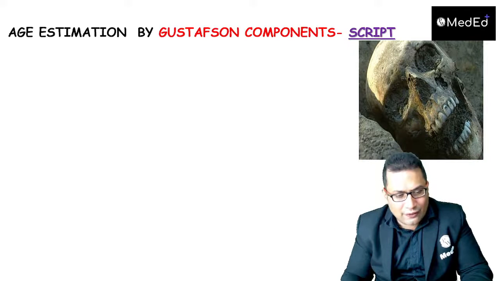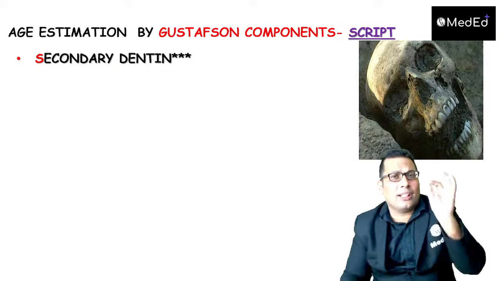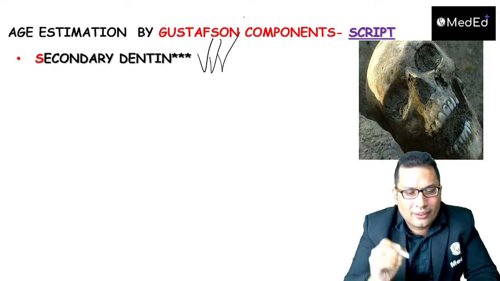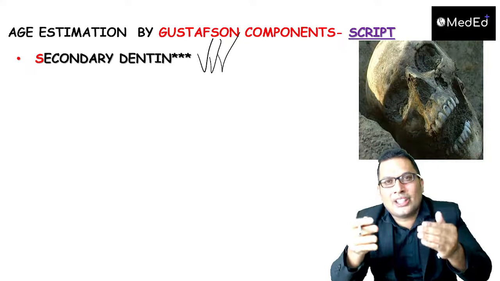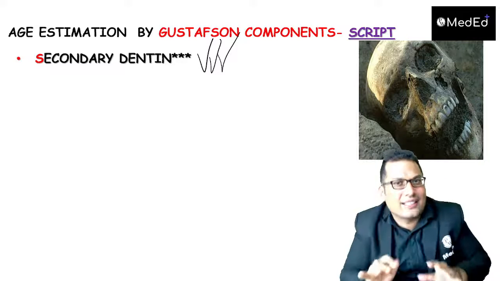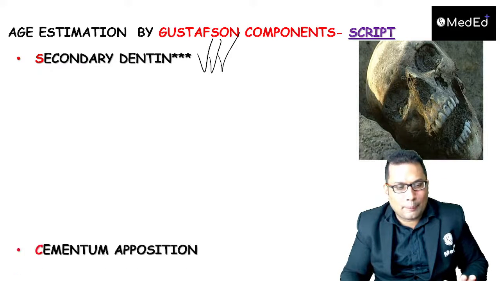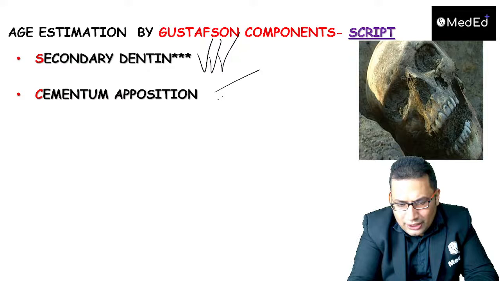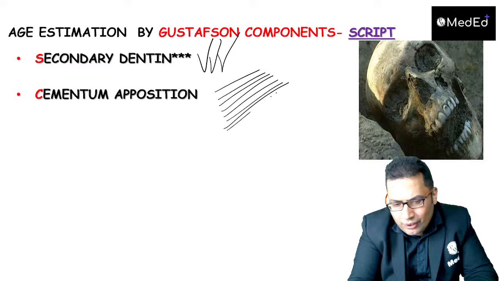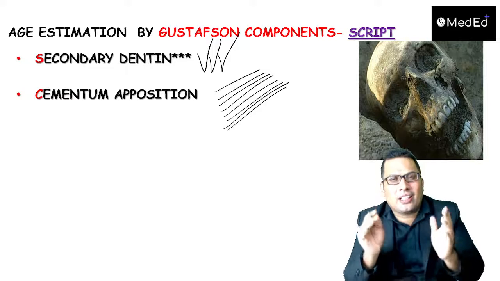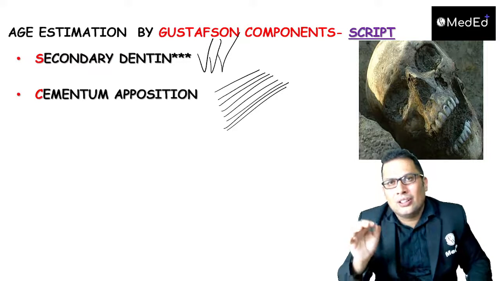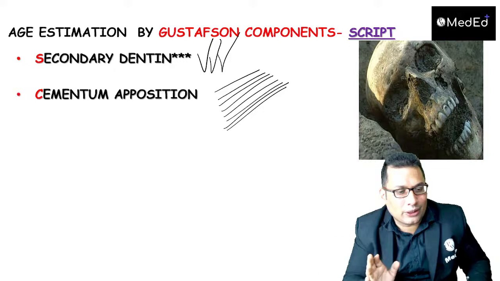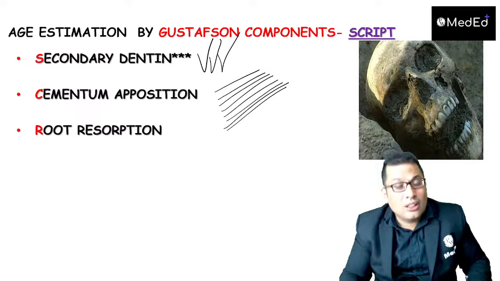What is S for? S for secondary dentin. Remember, it is not primary dentin. In exam, they'll give you primary dentin. It is secondary dentin. Secondary dentin means deposition of calcium in the root cavity. The size of the root cavity decreases. Second, C for cementum apposition. Cementum apposition means incremental lines. When you observe the teeth under the microscope, you will see incremental lines. By counting the number of incremental lines, you can estimate the age of the person. That is cementum apposition.